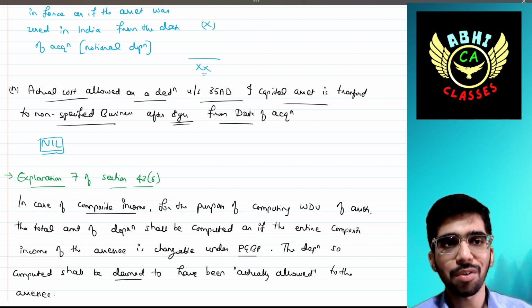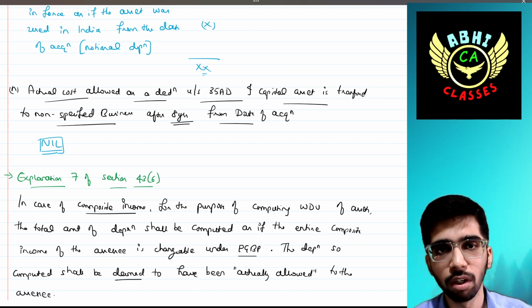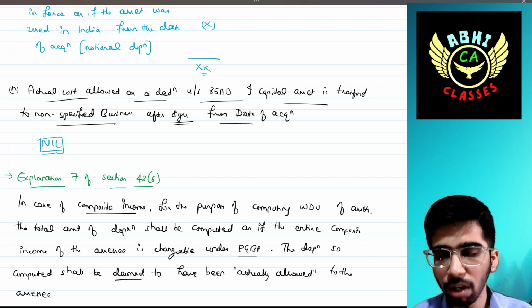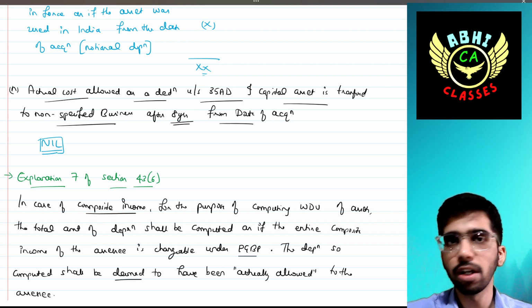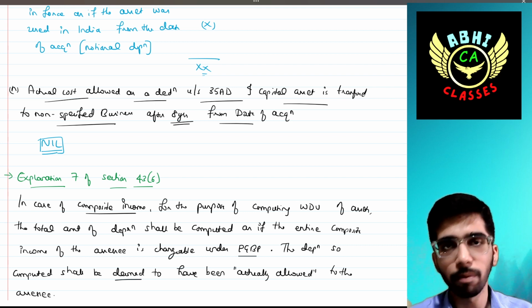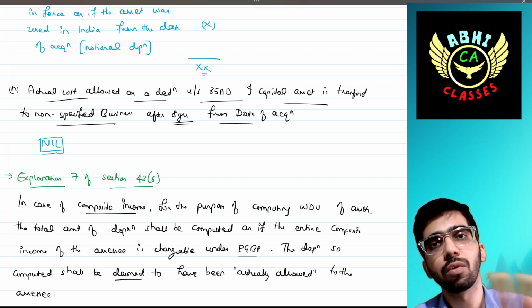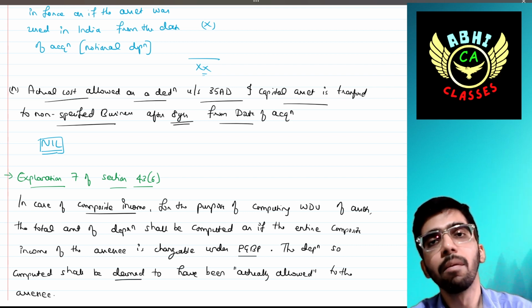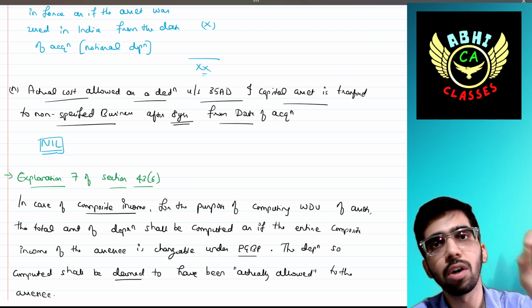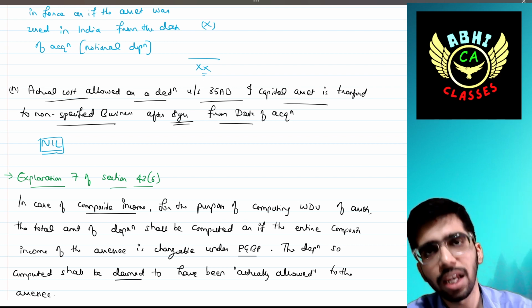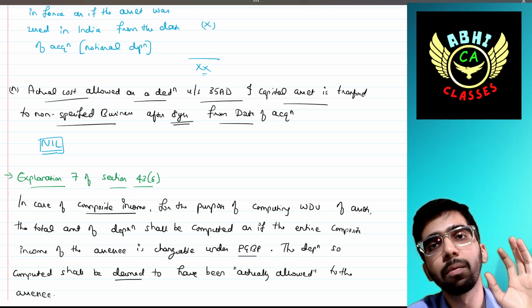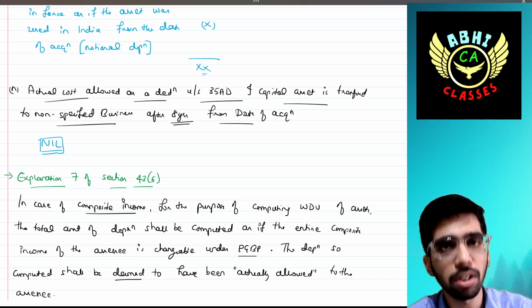The next special case, the last special case: actual cost allowed as a deduction under section 35AD and the capital asset is transferred to a non-specified business after 8 years from the date of acquisition. This in brief, we will discuss in detail in the upcoming portion. The cost would be nil, as I have discussed already, because the deduction would already have been given. Then again the cost would not be the full amount. It should always be nil.